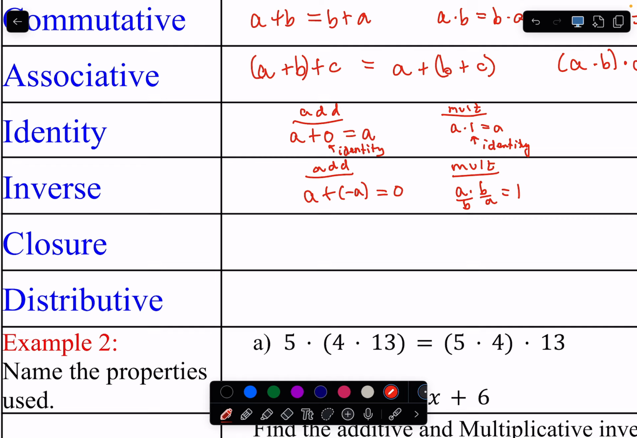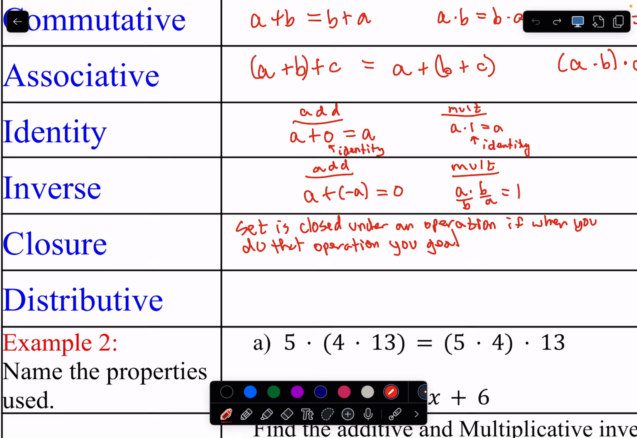One type of our rules, of our properties that you may not have focused on too much in an Algebra 1 class is this next one, this closure. All that means is a set is closed under an operation if, when you do that operation, you still get a number in the set.